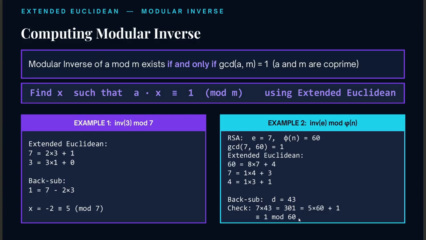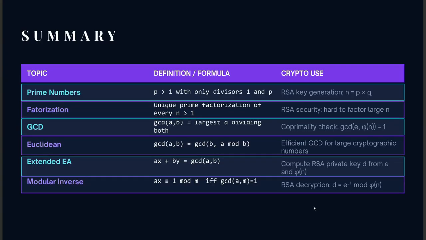So in this episode, we built the mathematical foundation behind modern cryptography. We explored divisibility, prime number factorization, GCD, Euclidean algorithm, extended Euclidean algorithm, and modular inverse. These concepts are not just theoretical mathematics. They are the core building blocks behind RSA, digital signatures, and secure communication systems used across the internet today.